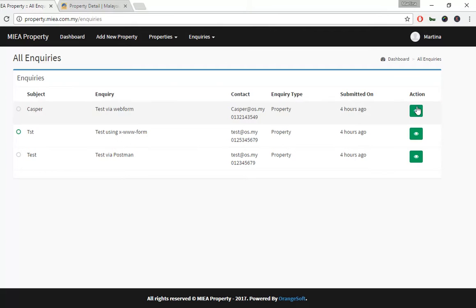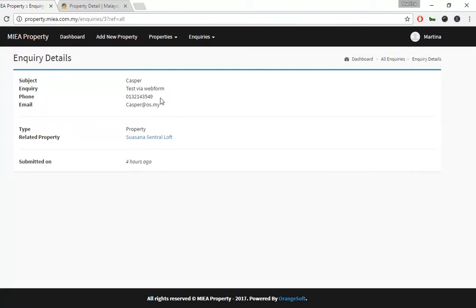Let's take a closer look at one of the inquiries. This inquiry was sent by Casper. His phone number is displayed here and his email address is displayed here. There is also information on which property this inquiry was sent for. Based on this information, you can now contact Casper and talk more about the property.